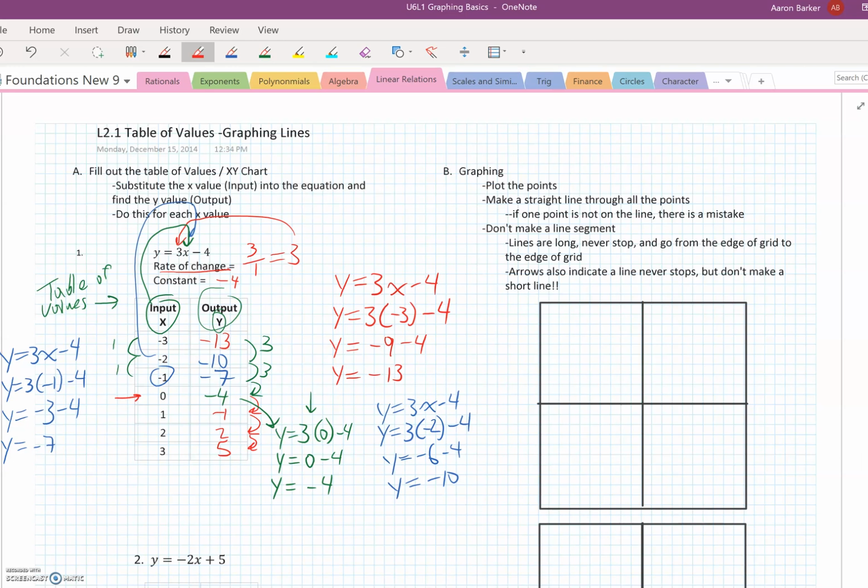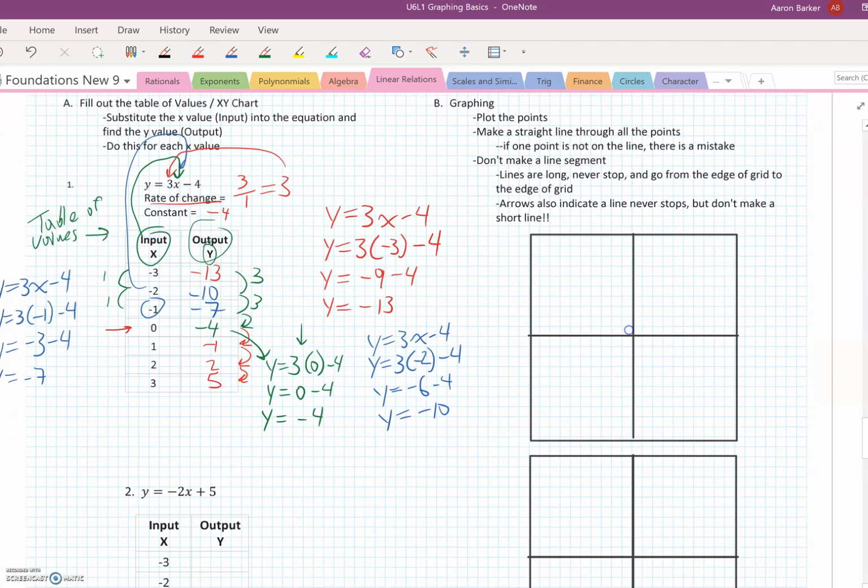Now, to graph, what you would do is you would make points. So I would plot these points. Let's start with 0, negative 4. Then let's plot negative 1, negative 7. And then we can go negative 2, negative 10. And then we can't graph anymore, and that's okay.